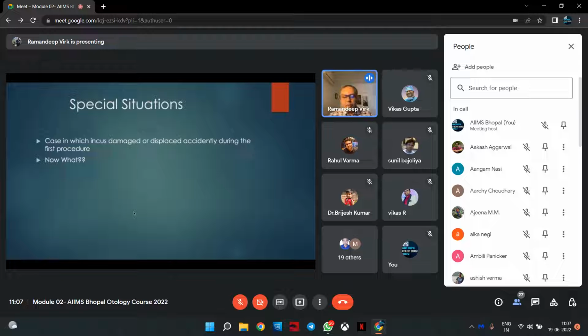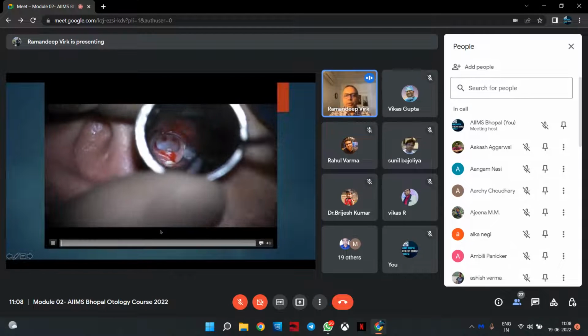Or in other special cases, the incus has necrosed. It was a successful stapedotomy, but over the years the incus necrosed, and then you don't have any incus, and you have to put the prosthesis on the malleus. It is an angled prosthesis, right? So it hooks onto the malleus and then gets inserted into the foot plate. That's called an MVP, malleovestibular prosthesis.